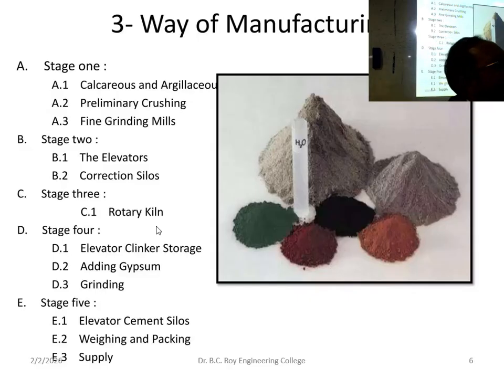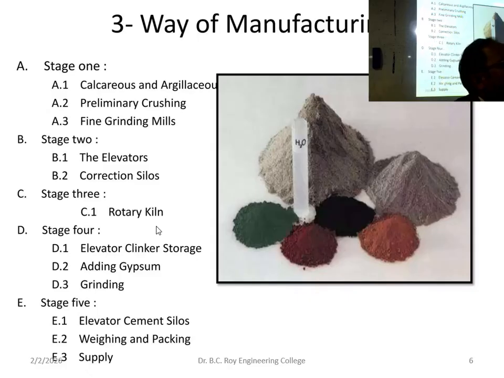Then again grinding. Obviously, because you have got lumps again, that is clinker. That clinker is not useful. Again you have to grind it. Now it is again made powdery by grinding. Then elevator, cement silos. That means again some sort of mesh size filter. Filtering powders. Then weighing and packing and supply. Going to the packets, sealed and supplied. This is the overall scheme, how we are making the cement.